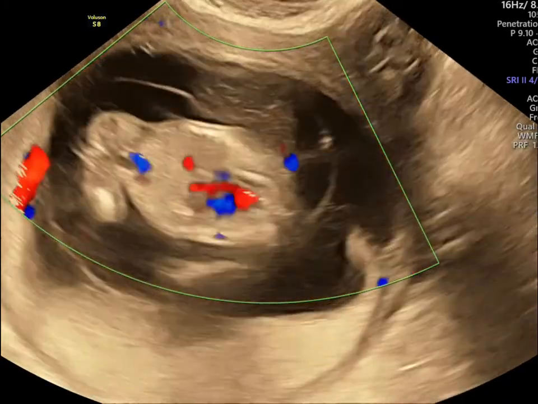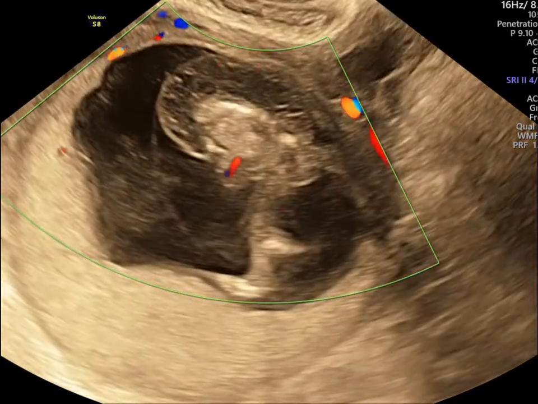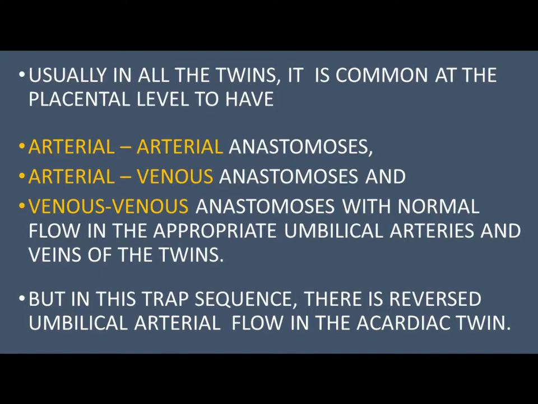I repeat, usually in all twins it is common at the placenta level to have arterial to arterial anastomosis, arterial to venous anastomosis and venous to venous anastomosis. That's common, with normal flow in the appropriate umbilical arteries and veins of the twins. But in this TRAP sequence, there is reversed umbilical arterial flow in the acardiac twin.